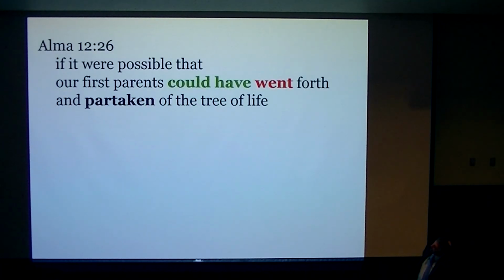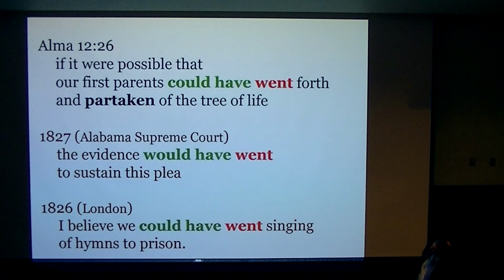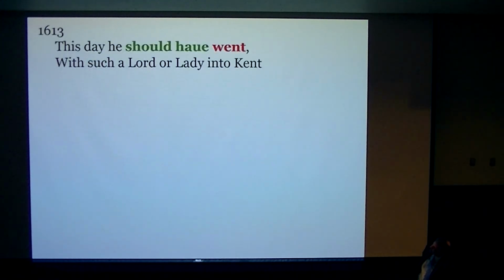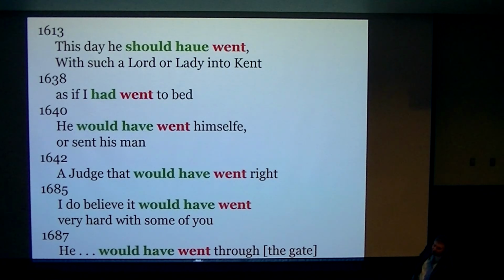Okay, how about this bad syntax? "Could have went forth and partaken." We've always thought this was American English, and it could be. It could also be British modern English, but it could be early modern English. It was in the 1600s, used quite a bit. "Should have went," "would have went," even "had went" there.